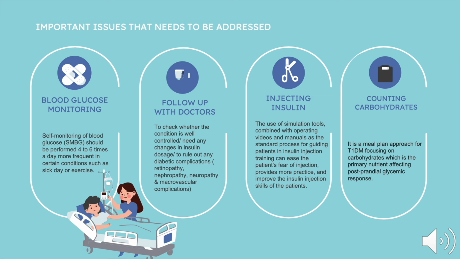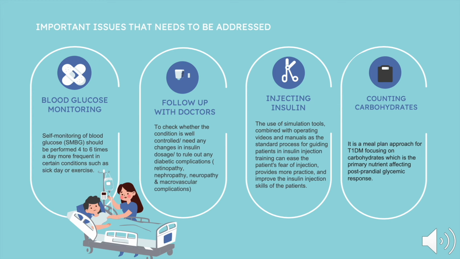Important issues that need to be addressed. Blood glucose monitoring. Self-monitoring of blood glucose should be performed 4 to 6 times a day, more frequent in certain conditions such as sick day or exercise. Follow up with doctors to check whether the condition is well controlled or if they need any changes in the insulin dosage, or to rule out any diabetic complications like retinopathy, nephropathy, neuropathy, and macrovascular complications.